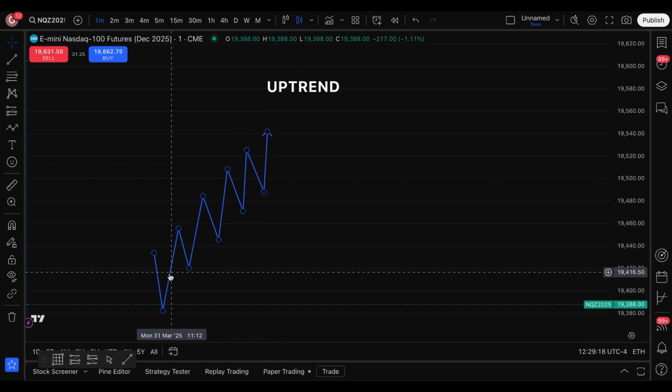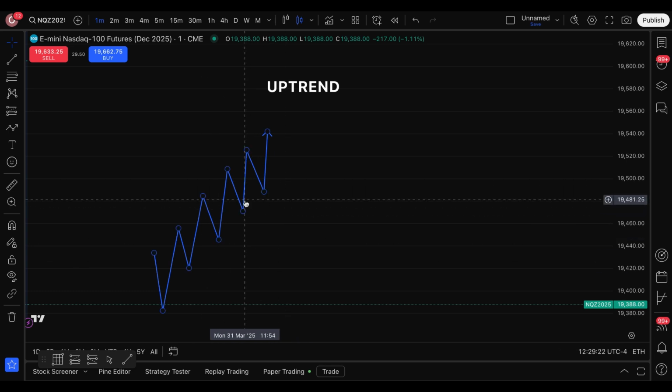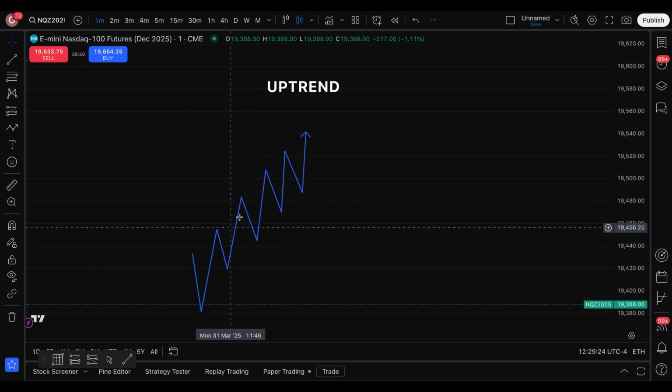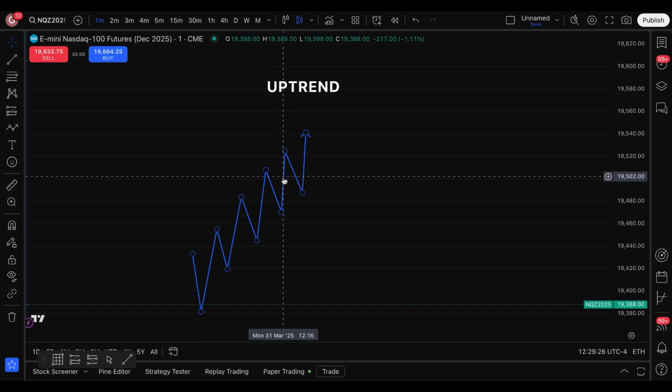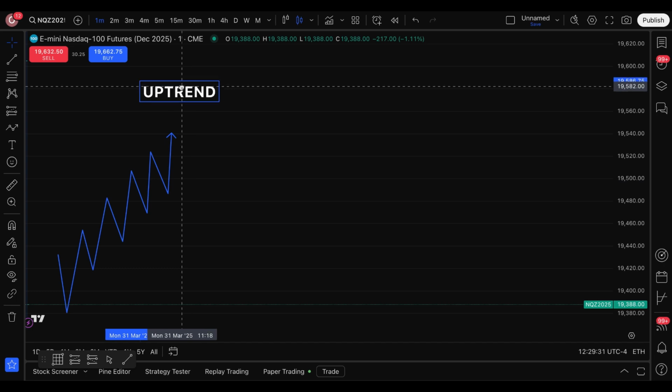This is easy to see that this is going up, right, guys? You could easily see this as the uptrend. That means the market is going up, right? Easy as ABC, right? And now we've identified that we agree that this is an uptrend.